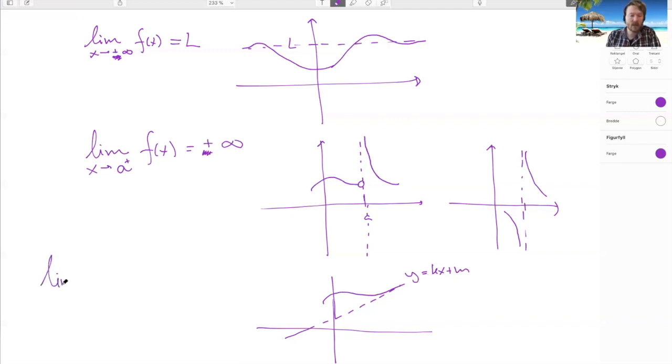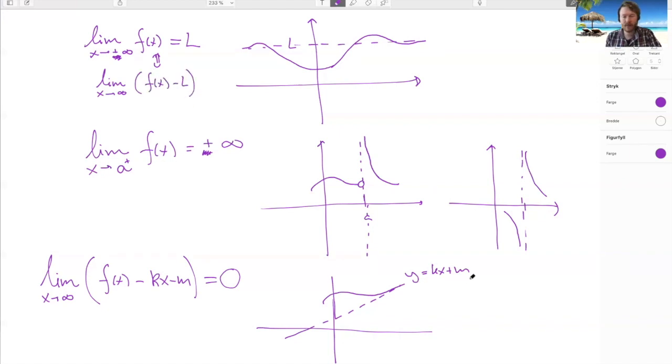And this we recognize by saying that the lim as x goes to plus or minus infinity of f of x minus the vertical distance here, and we don't have to do this in absolute value, so we just do it like this, is equal to 0. And then you can notice that I can write this as lim x tends to, say, infinity of f of x minus L. So if this line has k equal to 0 and m equal to L, this skew asymptote is in fact a horizontal asymptote at y equals L. So a skew asymptote is basically a horizontal asymptote with a non-zero slope.